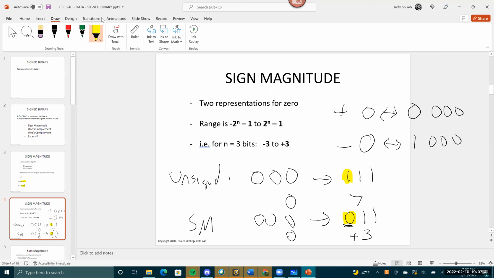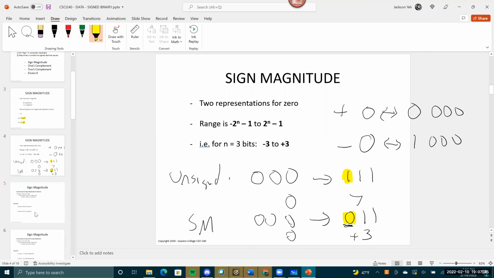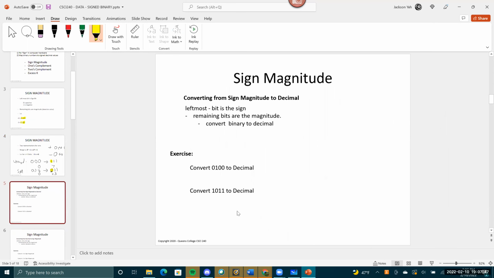Okay, all right. Let's take a look at the next thing under sign magnitude. We have an exercise here. Given these two numbers, 0, 1, 0, 0 and 1, 0, 1, 1, I want you to spend a minute to convert them to decimal. Tell me what the corresponding decimal integer is. I'll give you a minute or two to work on this.